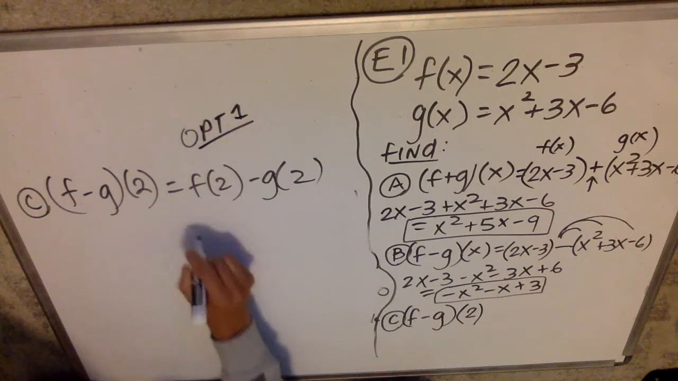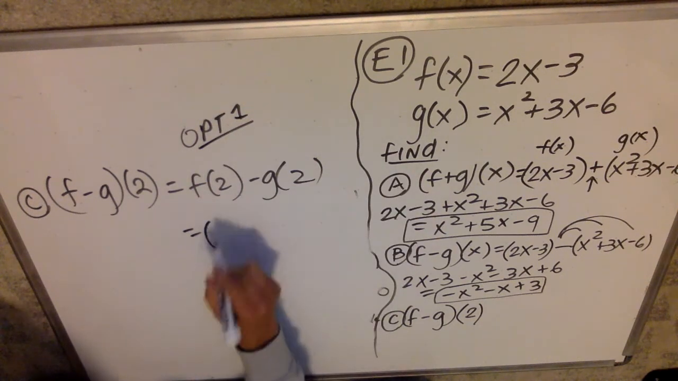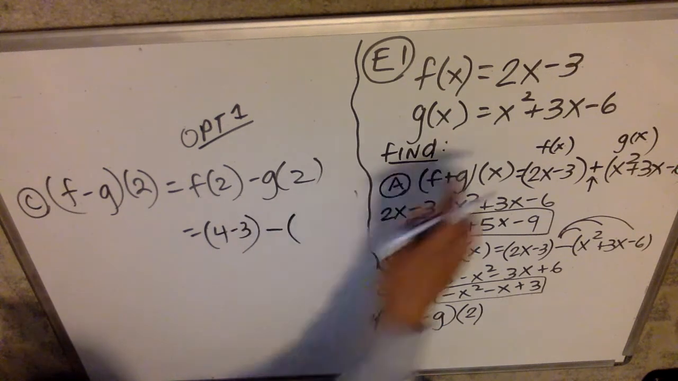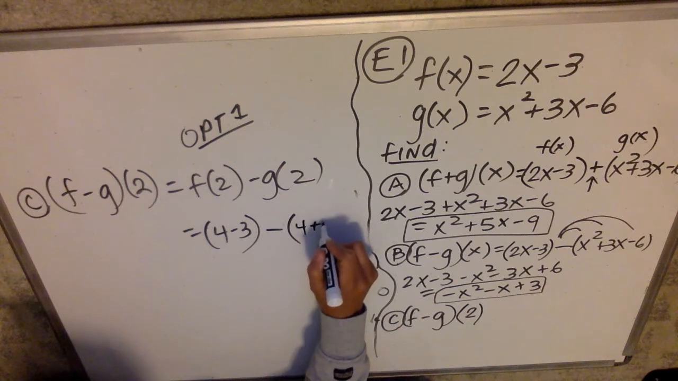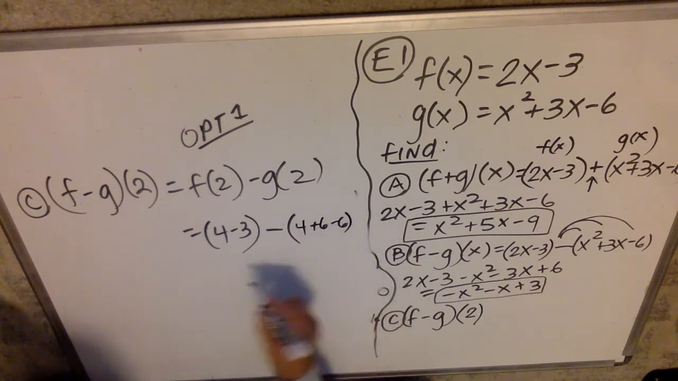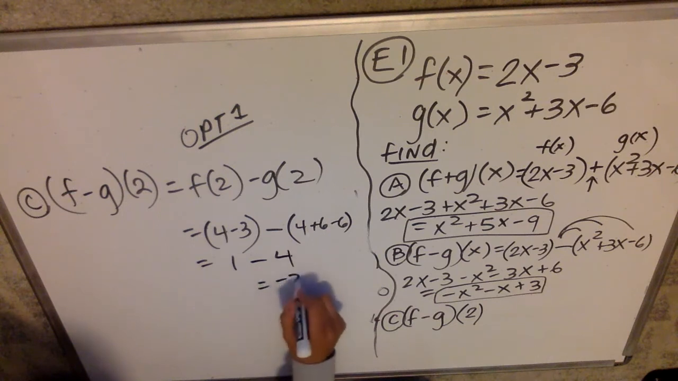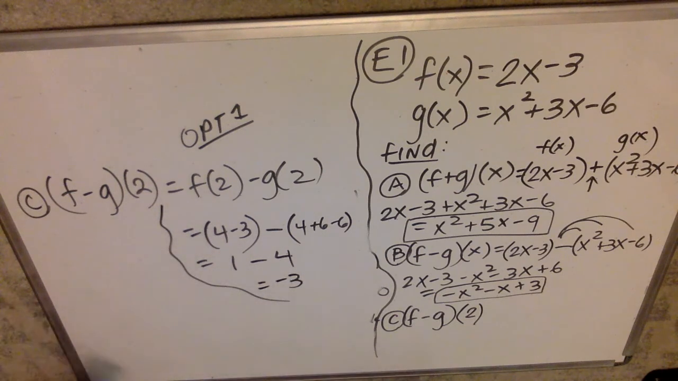Is to then find f of 2. So f of 2 would be 2 times 2 minus 3, so 4 minus 3, minus g of 2, which would be 4 plus 6 minus 6, so that's just a 4. So I get 1 minus 4. Oh, look, my answer is negative 3. So that's option 1, and that's fine.